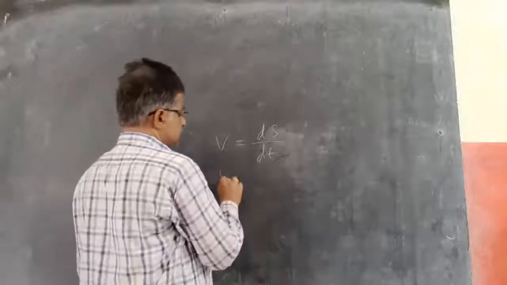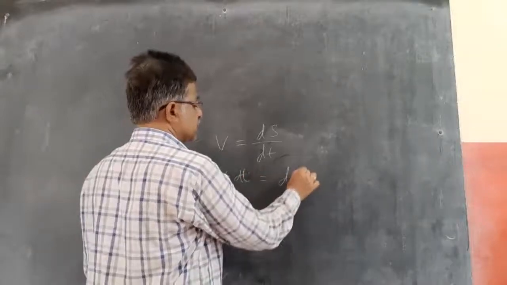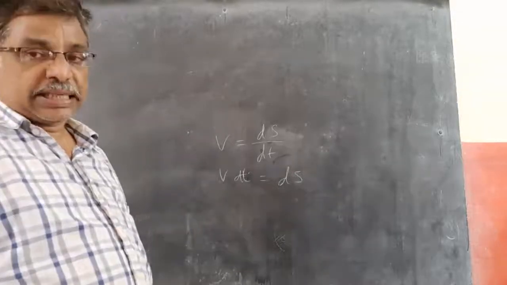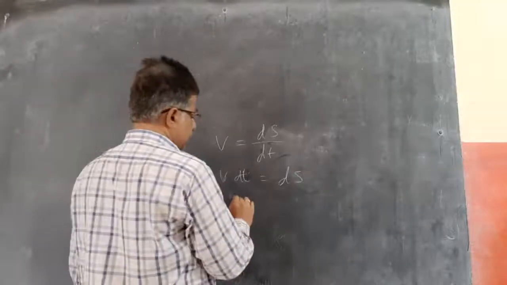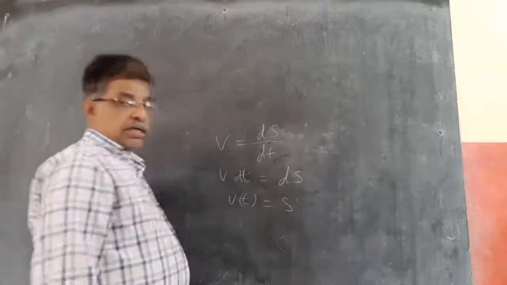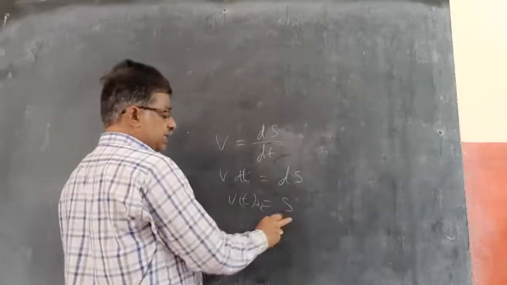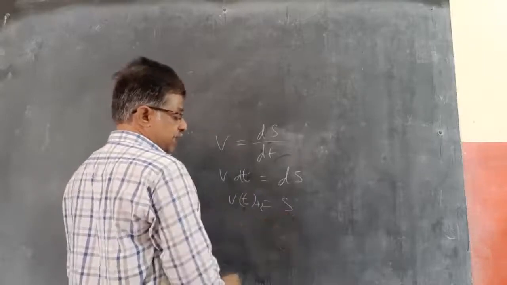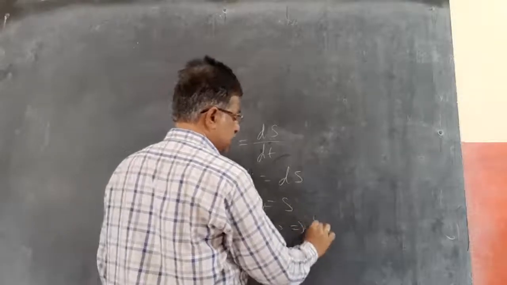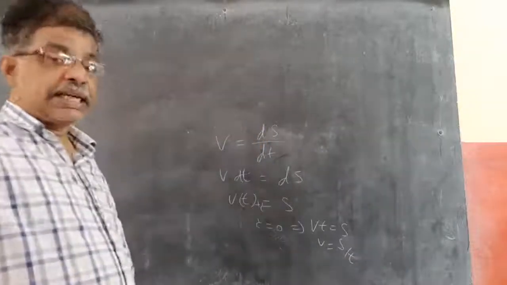So by bringing dt across, with v constant, v dt equals ds. Integrating on both sides, you will get a relation between v, s and t. You will get v into the integral of dt, which is t, equal to the integral of ds, which is s, plus c. Now if initially time t is 0 and displacement is 0, then c becomes 0. This implies vt equals s, and v equals s by t. Like this.